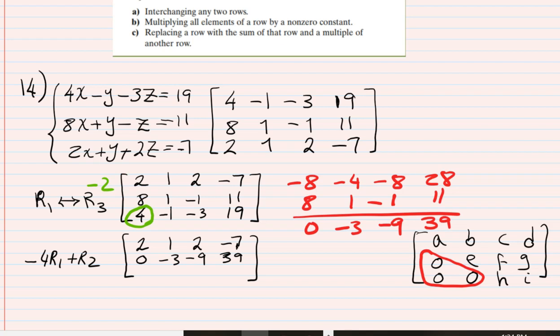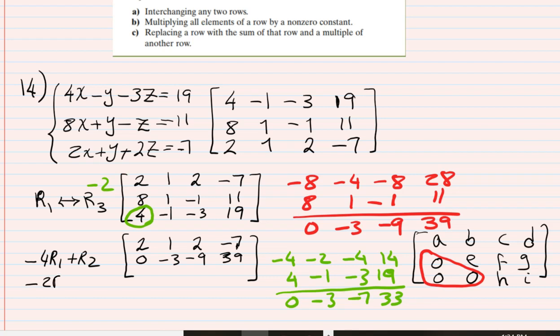So I'm going to multiply negative 2 times 2. That's negative 4. Negative 2, negative 4, and 14. The current third row is 4, negative 1, negative 3, 19. And then we're going to add them together. That makes it 0, negative 3, negative 7, and 33. Okay, so we're going to write that as our new third row. So what did I do again? I did negative 2 R1, added to R3 to replace R3.